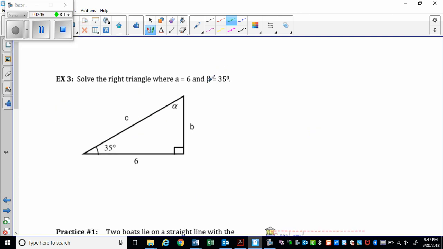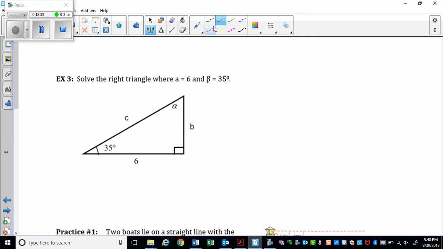It says solve the right triangle. So we have to find everything. When a is 6, beta is 35. You guys know how to find alpha now. Look at what we did on number 2. Let's work on finding b, and then you guys can use the Pythagorean theorem to find c.